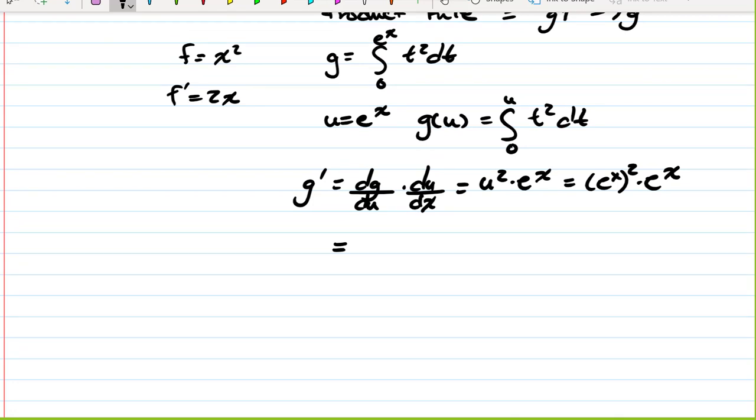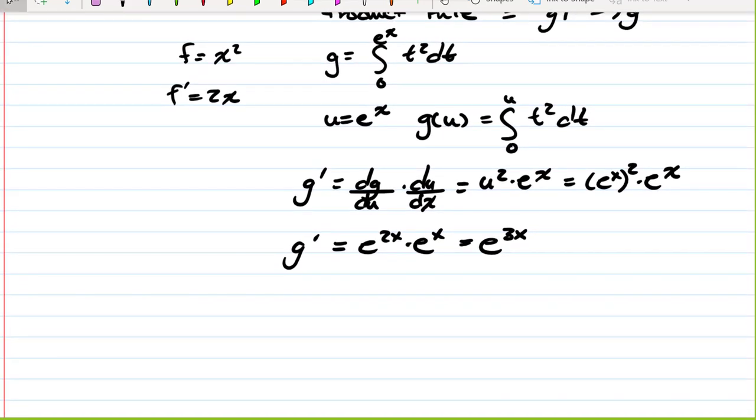So e to the x quantity squared is e to the 2x times e to the x, because a power raised to a power, you multiply the exponents. And then when you multiply two things together with the same base, you add the exponents. So finally, at the end of all of that, we get g prime is e to the 3x.